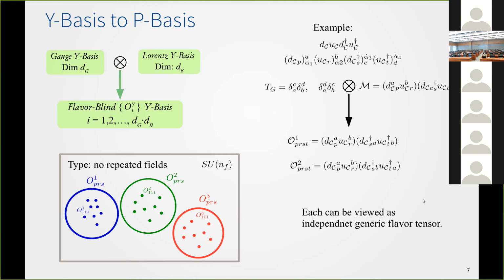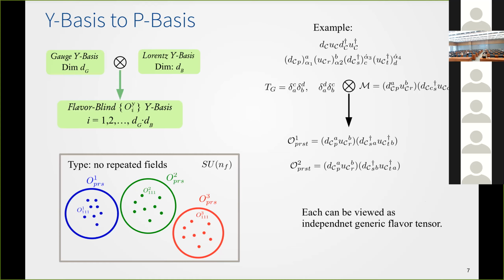And once the Lorentz and gauge Y basis is obtained, then one can just contract the group indices between the gauge and Lorentz factor Y basis to obtain what we call the flavor-blind operator Y basis.